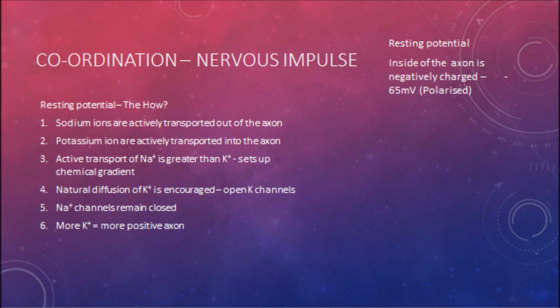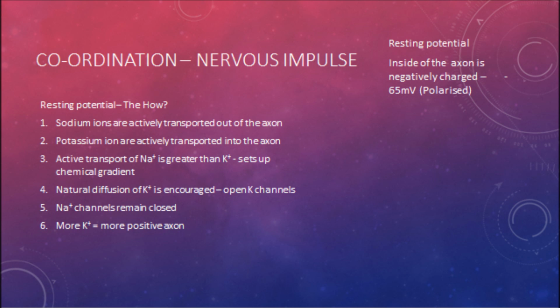A nerve impulse is transferred along the axon by a reversal of the potential difference either side of the membrane, causing a resting potential and an action potential. The resting potential is generated by a process using sodium-potassium pumps. Sodium ions are actively transported out of the axon, and potassium ions are transported into the axon. This sets up a chemical gradient, and there are more sodium ions being pumped out than potassium ions.